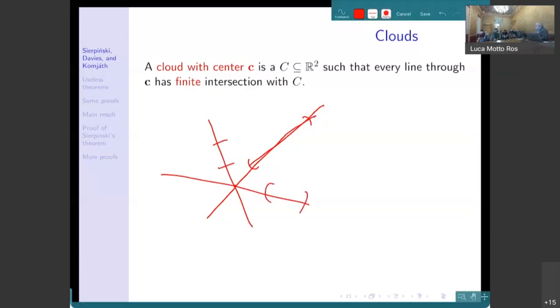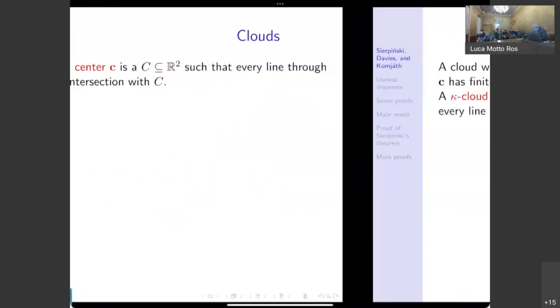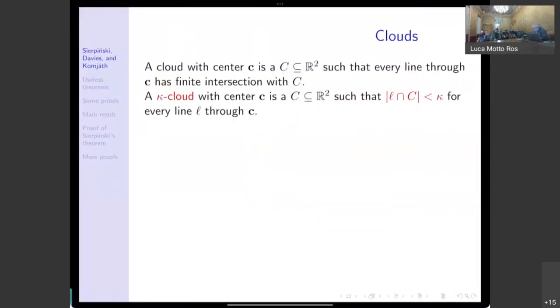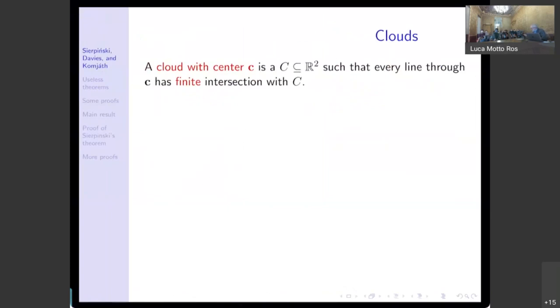Can you cover the plane with three stars? And Peter Komjáth showed that if you assume CH, then the answer is yes, because he proved a much better theorem. So he defined this notion of cloud. A cloud with center C is a subset of the plane such that every line through C has finite intersection with it.